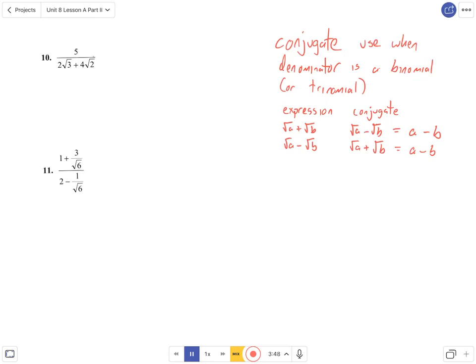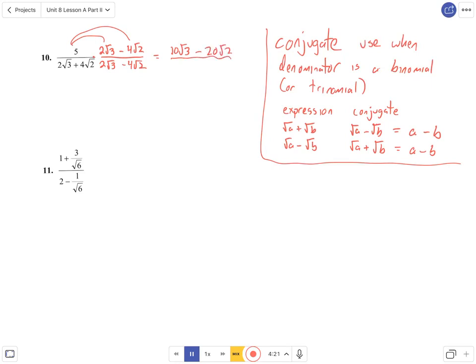We're going to multiply this expression by the conjugate, which is going to be 2 rad 3 minus 4 rad 2 over itself, 2 rad 3 minus 4 rad 2. Box this off over here. In the numerator, we have to make sure we distribute. If the numerator is a binomial, you have to double distribute there. So just be careful. Distribute that 5 through. I get 10 rad 3 minus 20 rad 2.